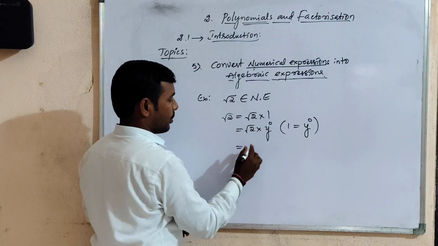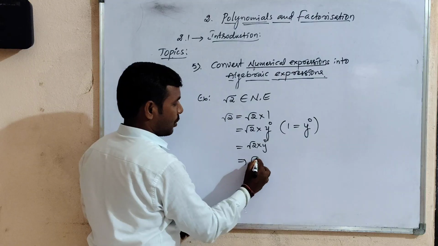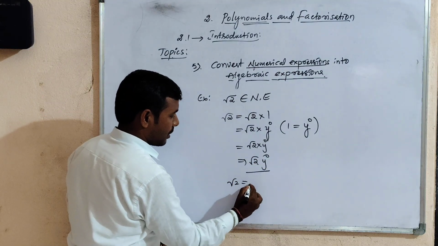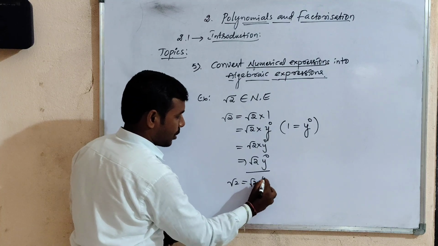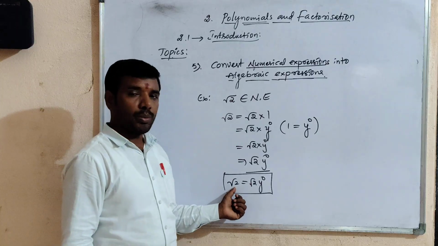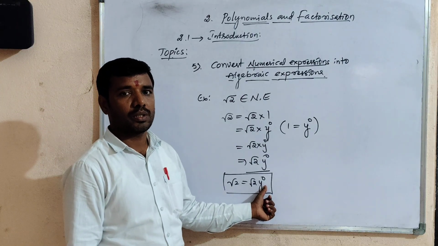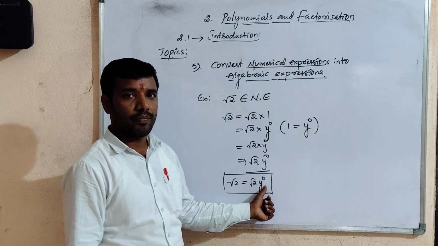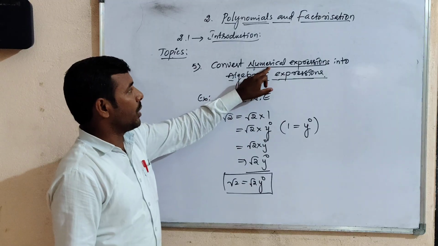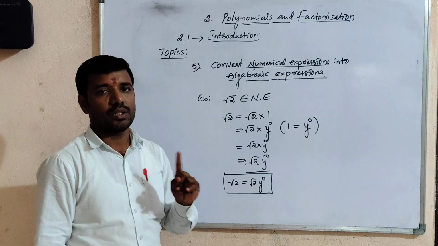Now, I am multiplying both: square root of 2 into y to the power of 0. That means square root of 2 y to the power of 0. What happened? Square root of 2 is equal to square root of 2 y to the power of 0. Observe carefully. It is a numerical expression converted to an algebraic expression. So through this you conclude that every numerical expression can be converted to an algebraic expression.